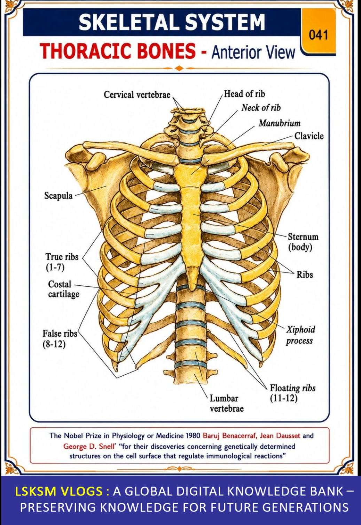Thoracic bones, anterior view. The thoracic bones include the sternum and ribs that form the rib cage. They protect the heart and lungs while supporting breathing.